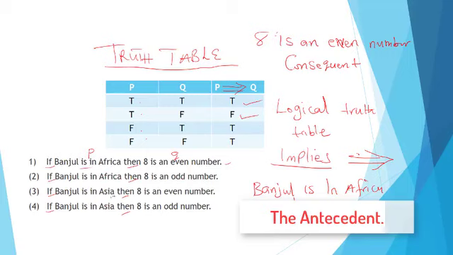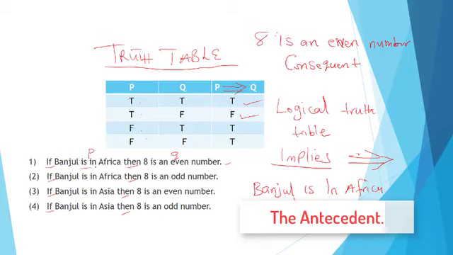Then if Banjul is in Asia, which is false, 8 is an even number. Banjul is not in Asia, but there's something they use when you're talking about the truth table here. Our focus is usually on the last sentence, since they are not related. 8 being an even number doesn't have anything to do with Banjul being in Asia, so you cannot tell me that because Banjul is in Asia then 8 should be an even number. There's no relationship. So you can't use the idea here to judge. So we are mostly interested in the second part of the sentence.